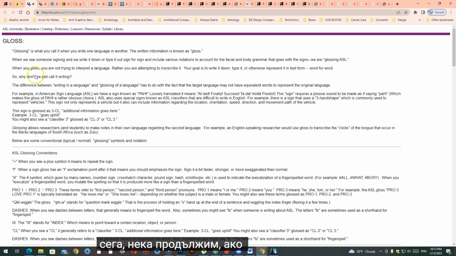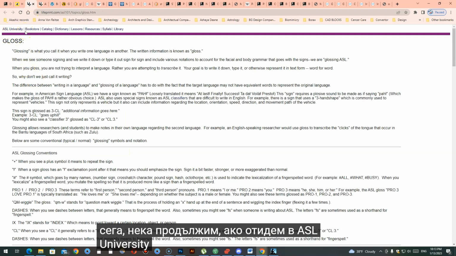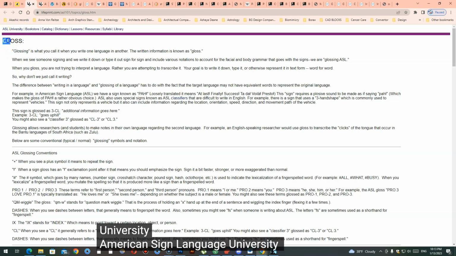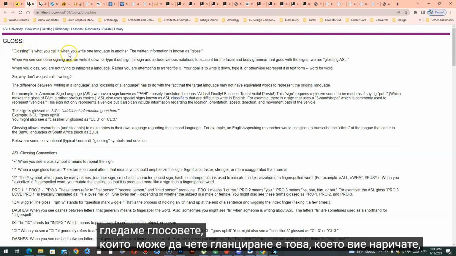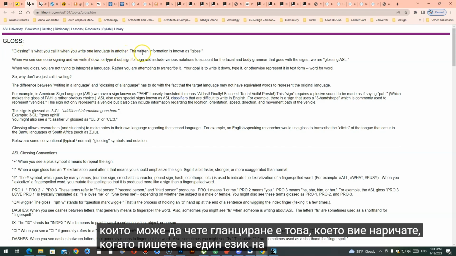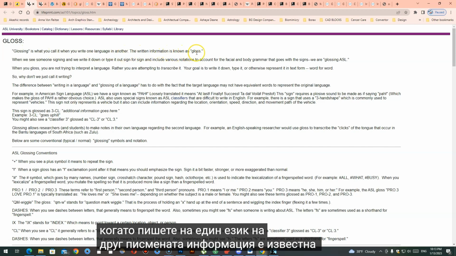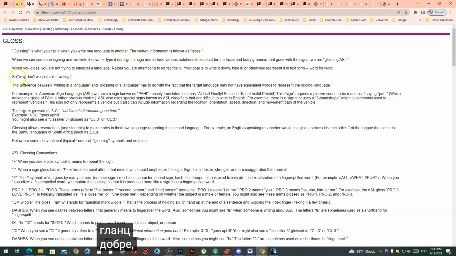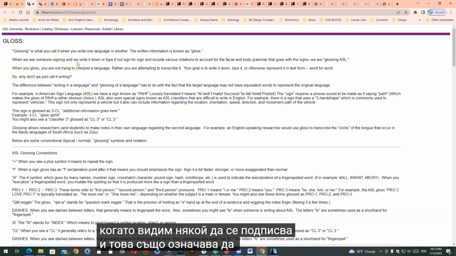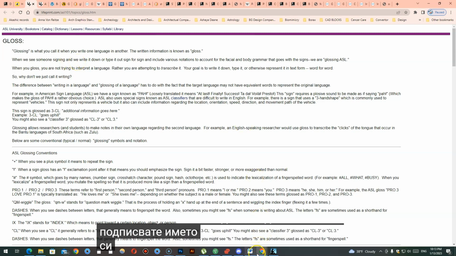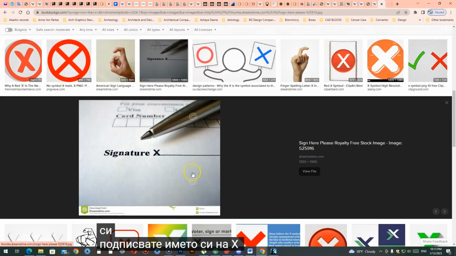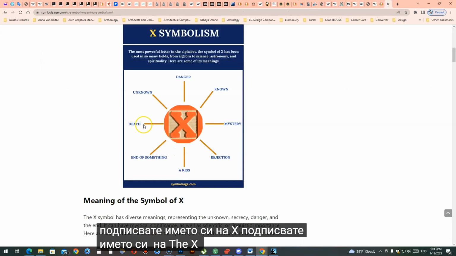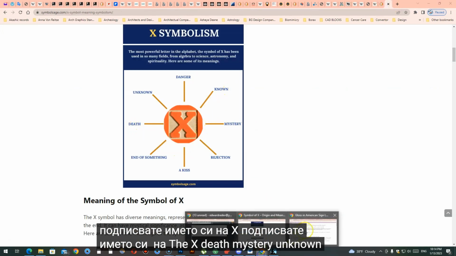Now, let's keep going. If we go to the ASL University, American Sign Language University, and we look at glosses, we can read, glossing is what you call it when you write one language in another. The written information is known as a gloss. Okay. When we see someone signing, and this also means signing, like you sign your name, you sign your name on the X. You sign your name on the X. Death, mystery, unknown. Okay?